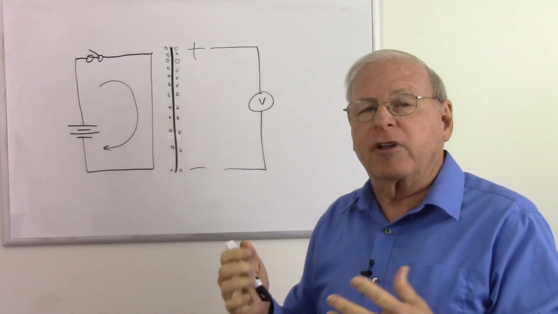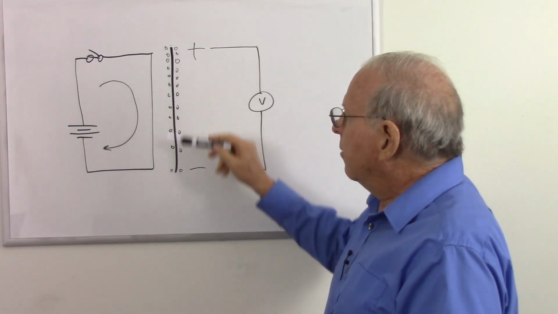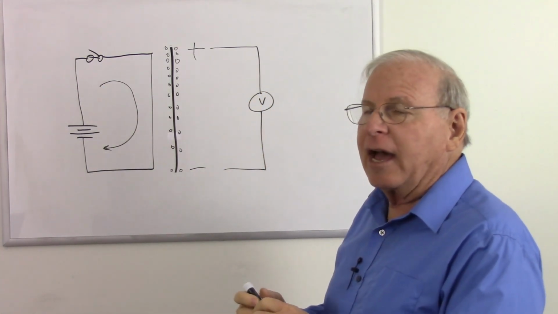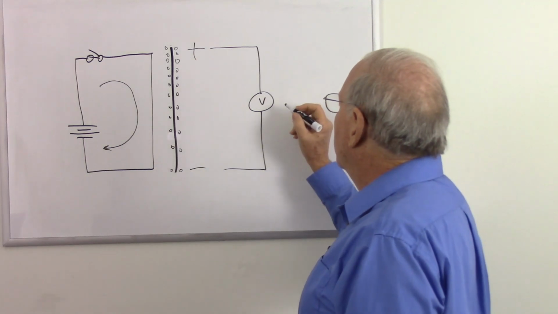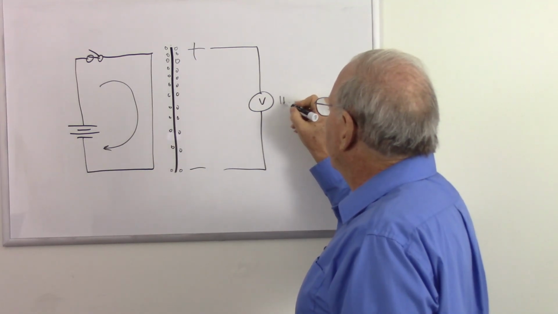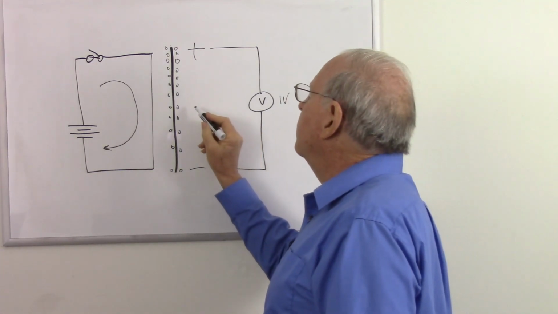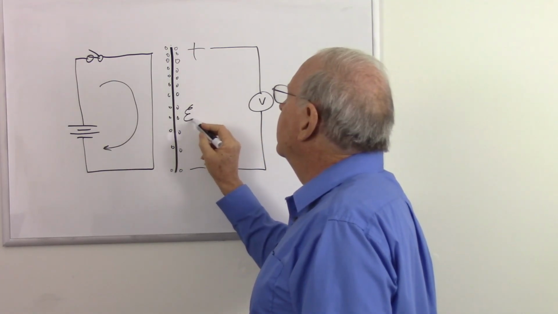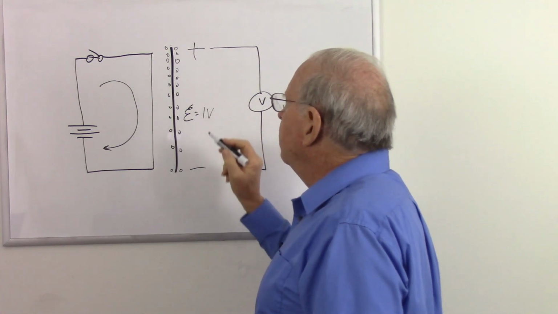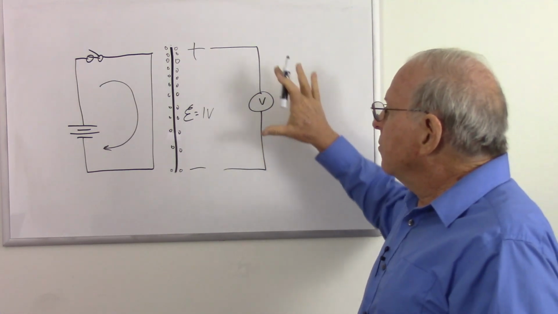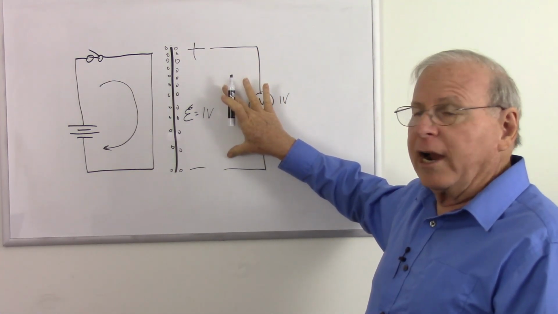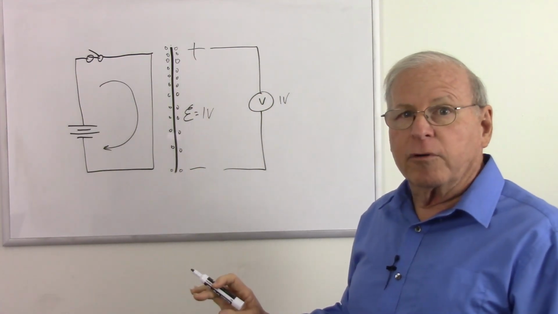So we're going to freeze time and just look at this at a moment in time, and let's say we have, at this moment, 1 volt across this wire. That also tells us that our electromotive force, because the voltage differential we get at the ends of those wires will be equal to the electromotive force.